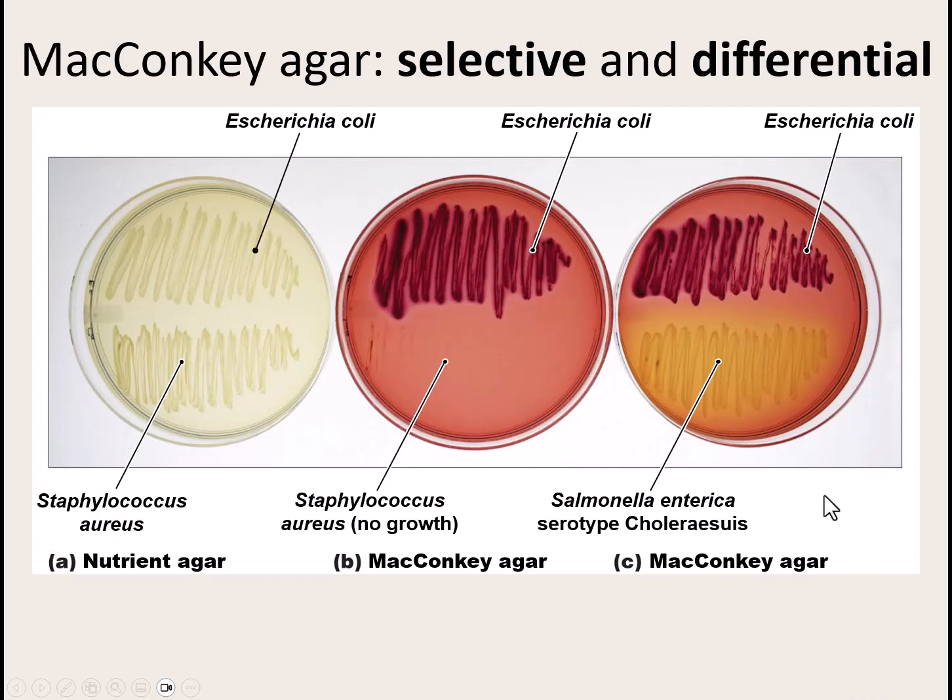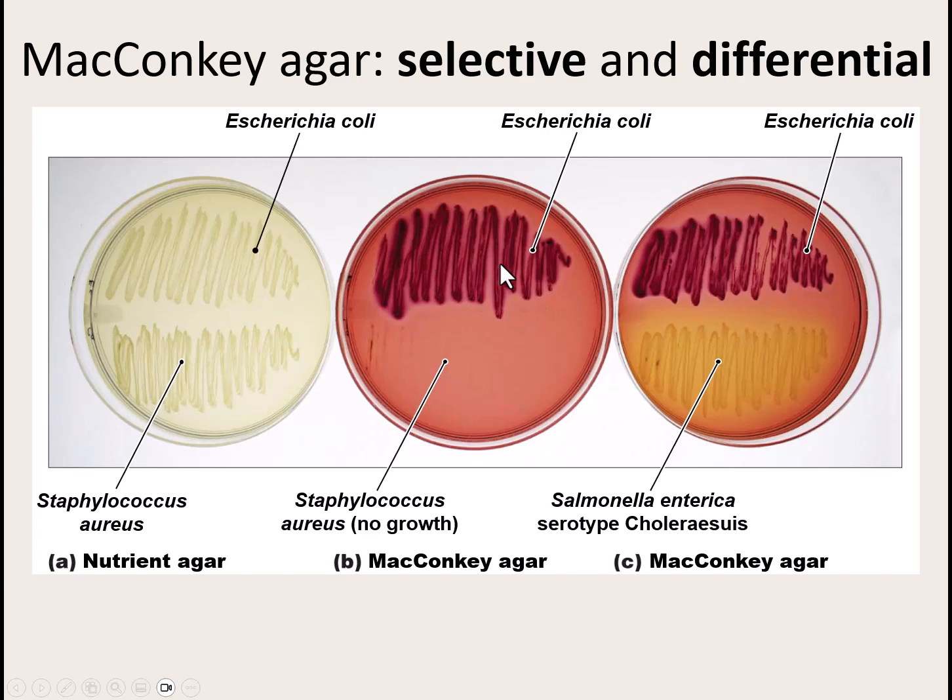MacConkey agar is an example of something that is both selective and differential, which means there is an inhibitor added in there, so not everything will grow. Certain organisms are inhibited. This is showing an example of E. coli and Staph aureus, both growing, super happy on a nutrient agar, because nutrient agar is meant to grow everything and anything it possibly can. But if I put these two bacteria on a MacConkey agar, which is a selective type of media, not everything will grow. Staph aureus is inhibited. So there's something in here that's inhibiting Staph aureus, which has no effect on the E. coli.